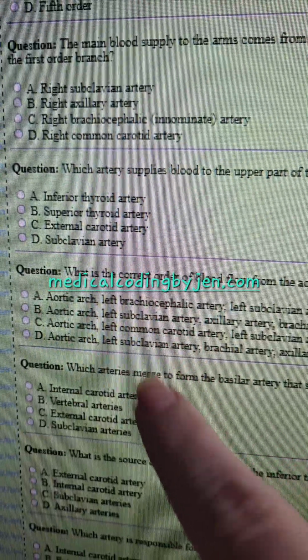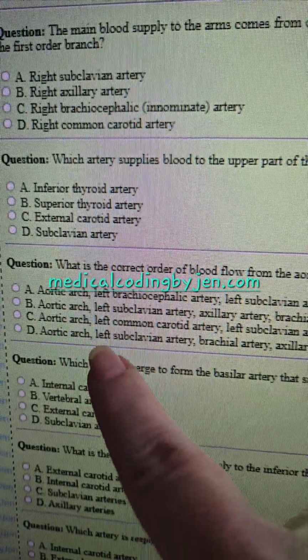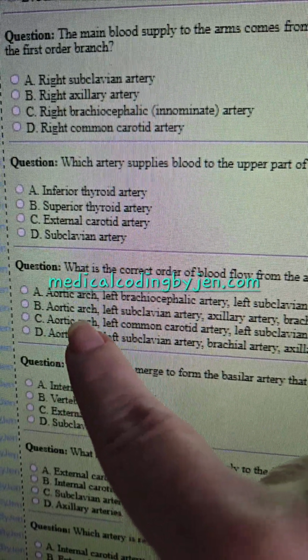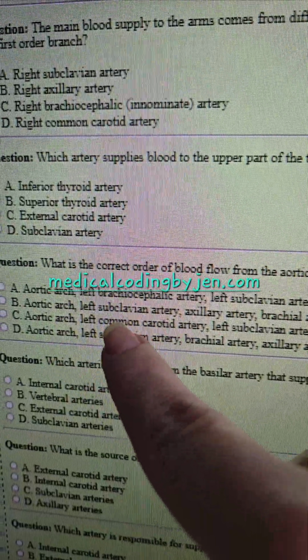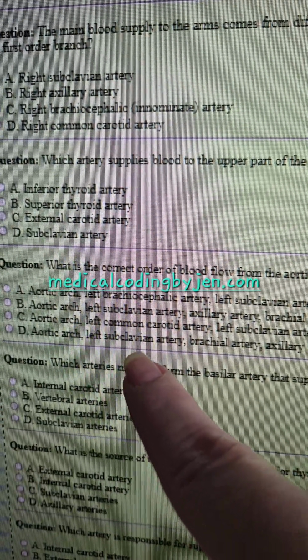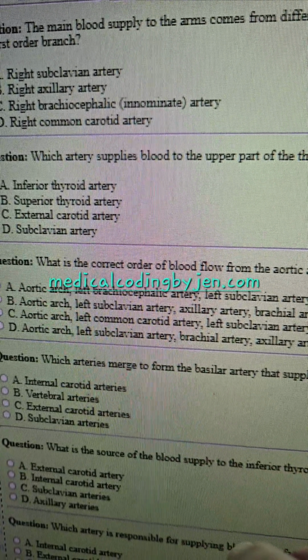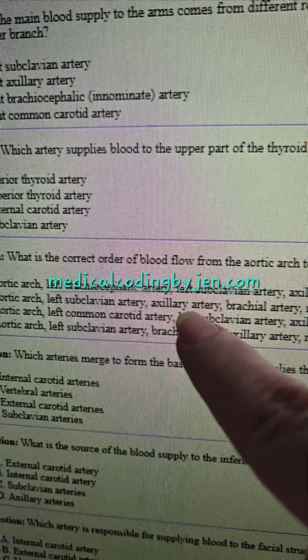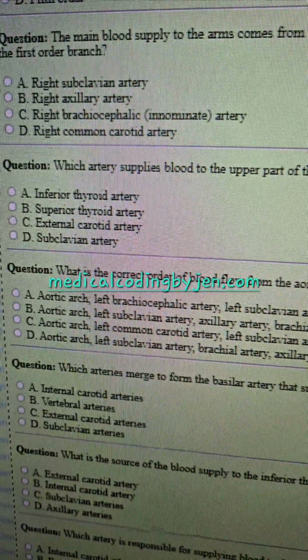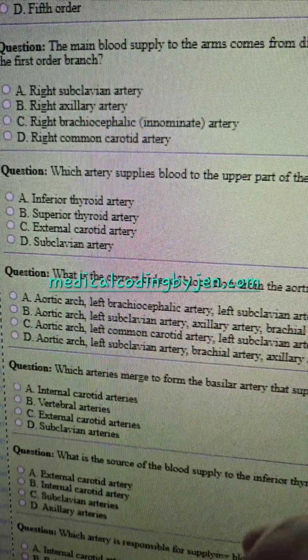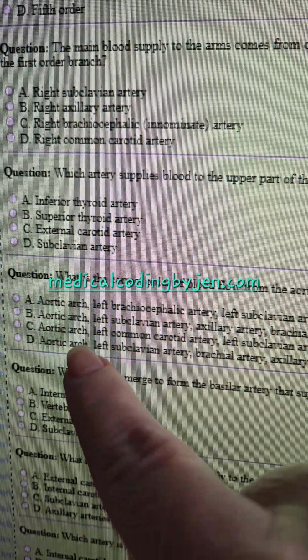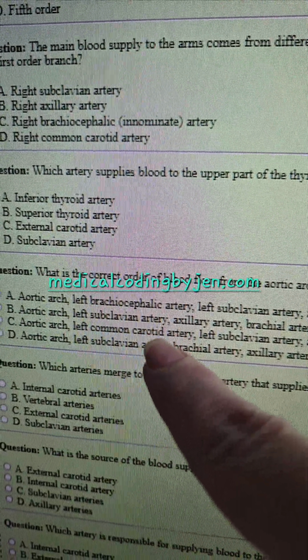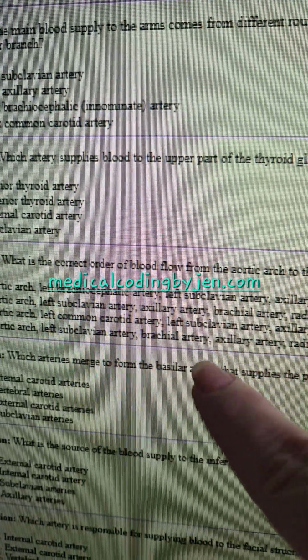Our question does have two similar answers. B and D both start off with the aortic arch, right? And our left subclavian is similar in both those answers. The only difference between those two is brachial or axillary. So, true to form, usually for medical coding certification exams, they'll have two answers that are super similar. There's a difference, and they just want to know if you know the differences.